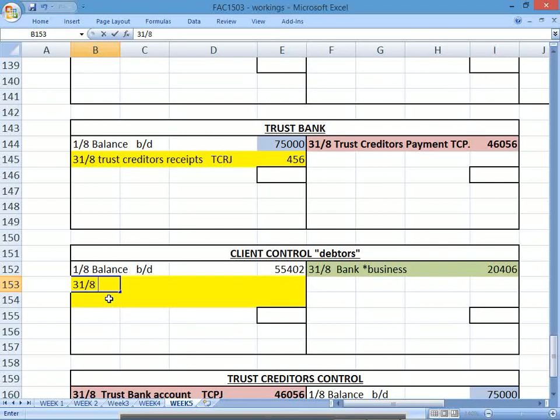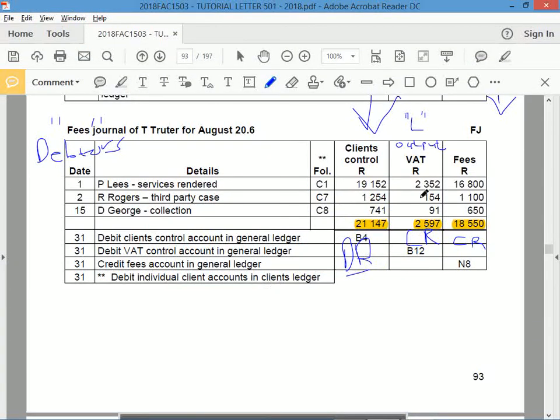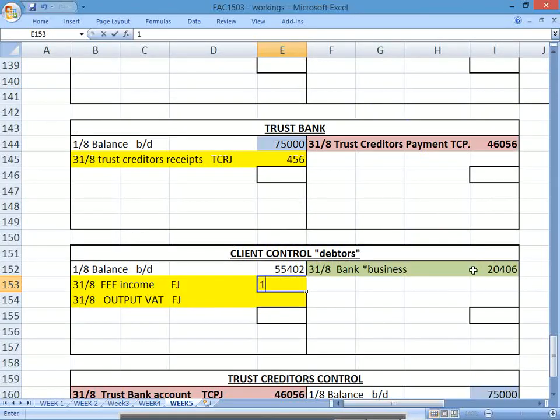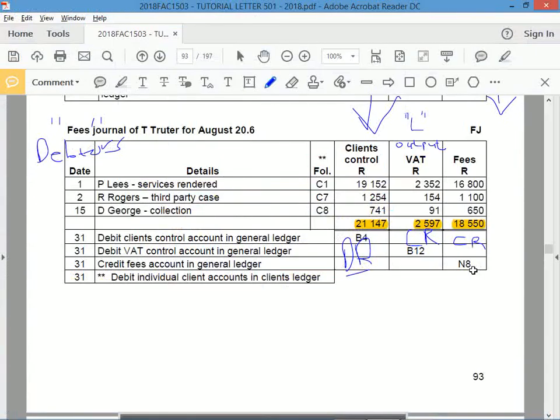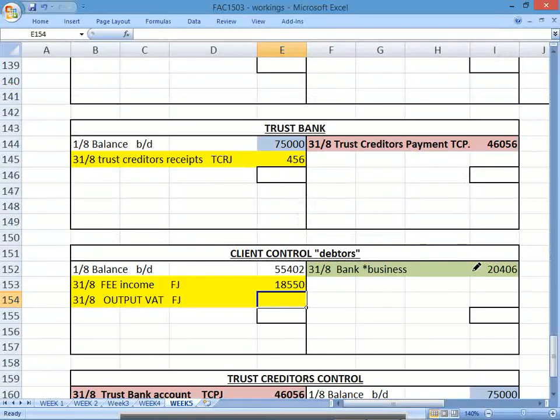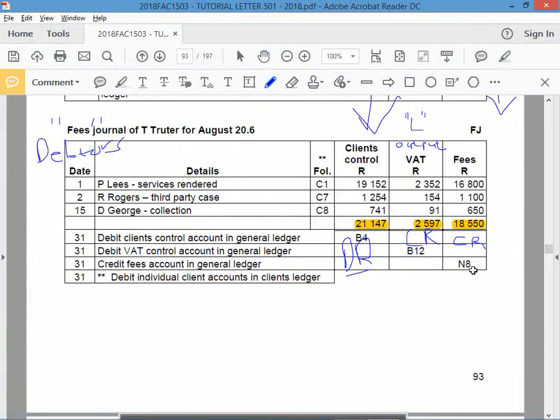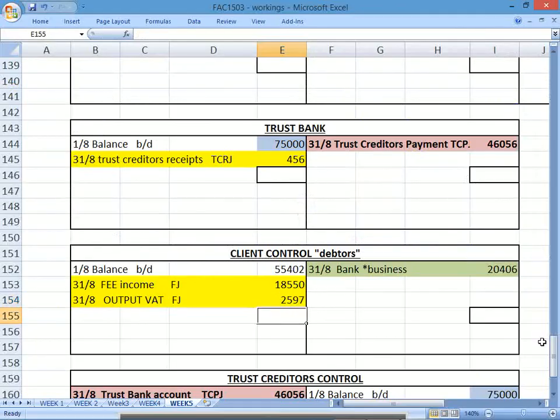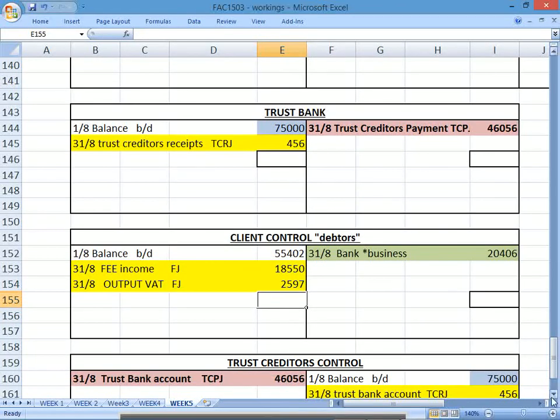So 31st of the 8th, fee income, fees journal, FJ. 31st of the 8th, output VAT, fees journal. We'll take the totals from the journal. Fees, 18,550. VAT, 2,597. That's correct.